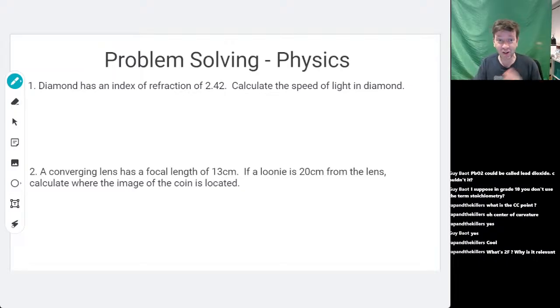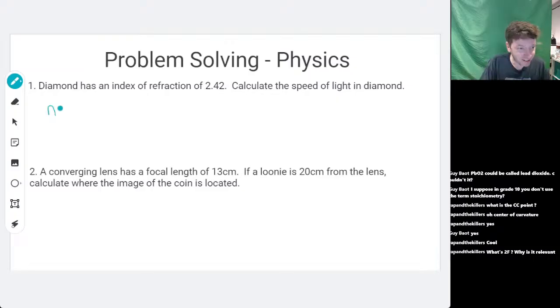If it's placed beyond 2f, we get an image that is actually smaller. If it's placed at 2f, we get an image that's the same size as the object. And if it's placed between f and 2f, you get an image that is larger. Right? So it's fractions. So we use this formula.